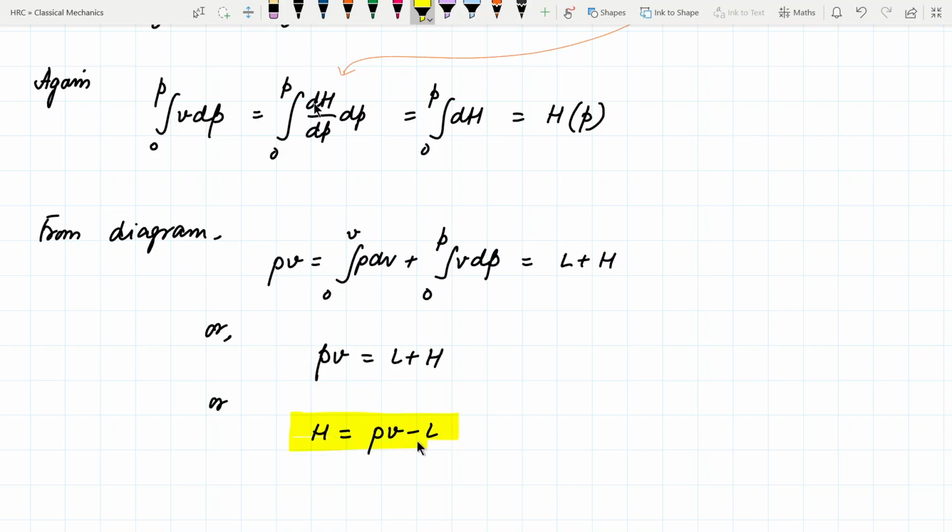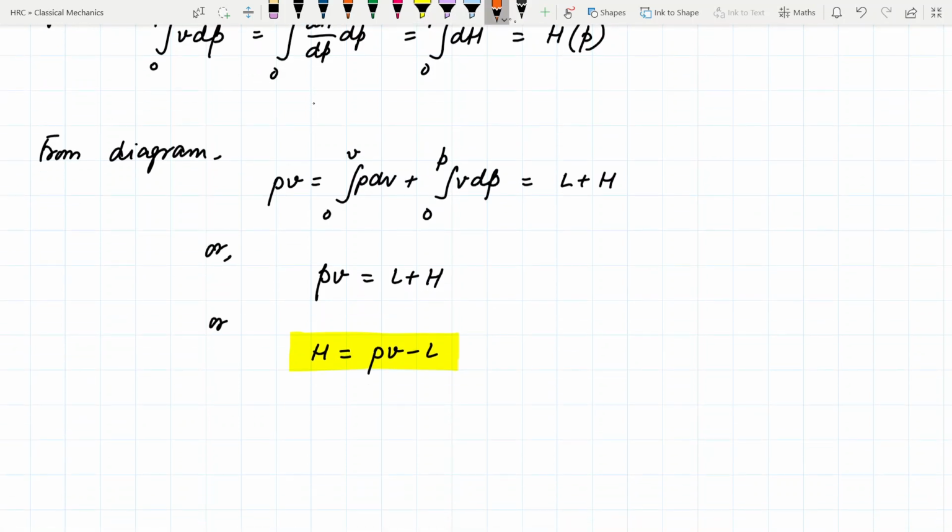I'll come back to this expression in a moment. In fact, we can actually prove that this expression is true. We can cross check that this expression is true. How? Let's take dh. dh is equal to d of (pv minus L). So this is nothing but p dv plus v dp minus del L upon del v into dv.